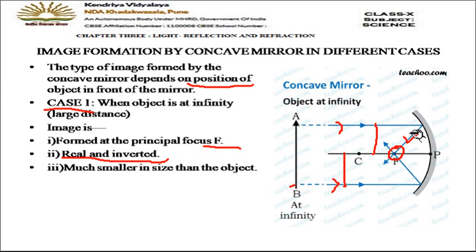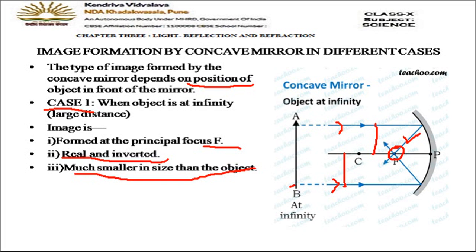Because you can see here that the reflected rays are actually meeting at the point. When the rays actually meet, the image is always real. And a real image is always inverted. And you can see here that the image formed at this point will be much smaller in size than the object. Fine, so this is case number 1.